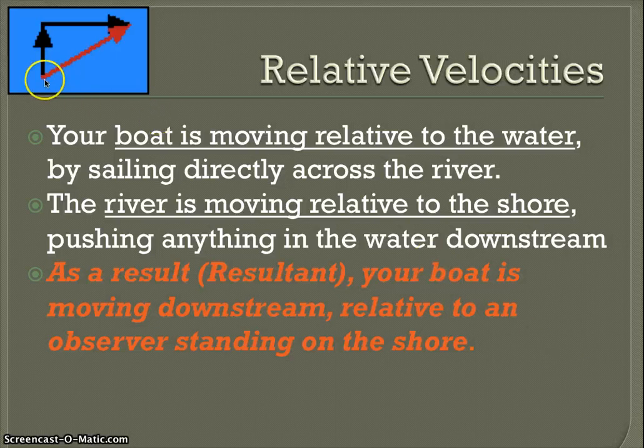To break this motion down, your boat is moving relative to the water by sailing directly across the river, just going from point A towards point B in the water. However, there is a water current pushing you downstream, and anything in the water downstream. As a result, your boat is going to move downstream towards point C. This motion is relative to somebody standing on the shoreline watching the boat going downstream. So back to the question: what will you do in order to get to point B?